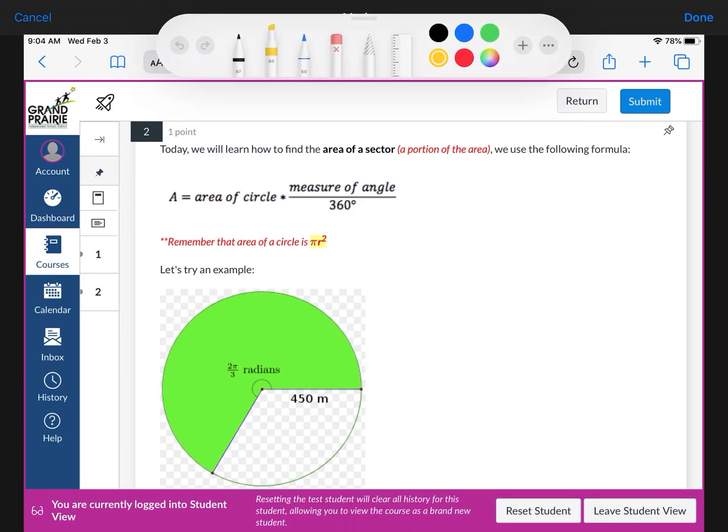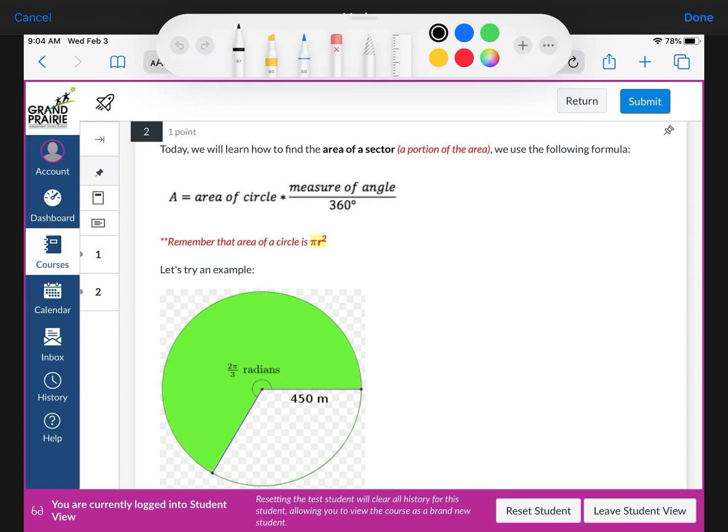Hey guys, so now we're going to do question 2, and this was what we missed from 6.2. This is the new information. So just like we found a part of the circumference of a circle, we're going to find a part of an area of a circle. This is called a sector.